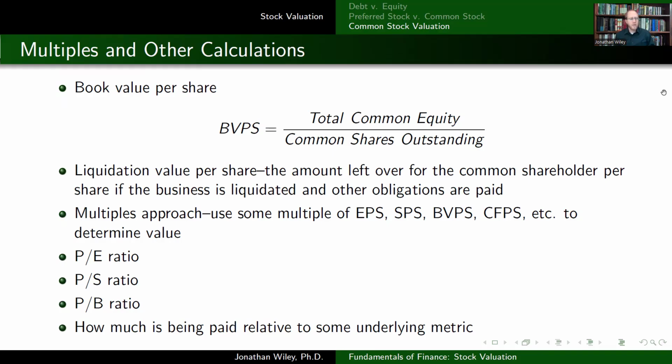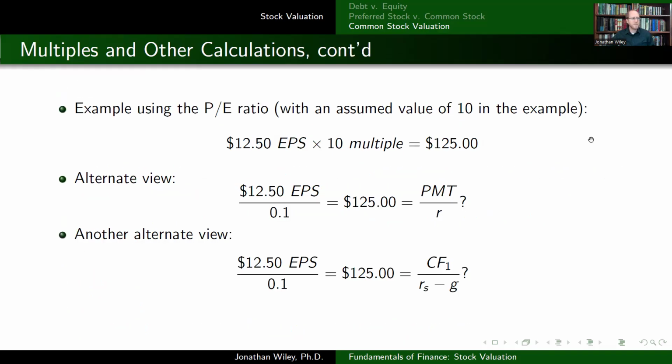All right. So really what we're looking at with these multiples is how much are we paying relative to some kind of underlying metric? And that's essentially where these multiples are coming from. How much are we paying relative to some other metric that we've got here? Now, to look at a couple of brief examples here, let's assume I'm looking at the P/E ratio.